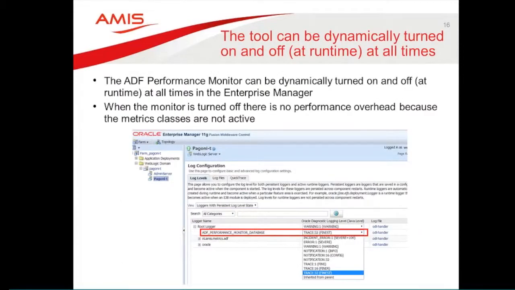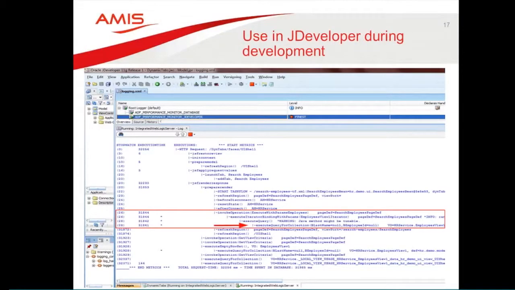The ADF performance monitor can be dynamically turned on and off at all times in the Enterprise Manager. And when the monitor is turned off, there's no performance overhead because the metrics classes are not active. The monitor, the CallStacks, can also be used in a development environment. They can be printed within JDeveloper simply by turning the level on to finest of the JDeveloper logger.